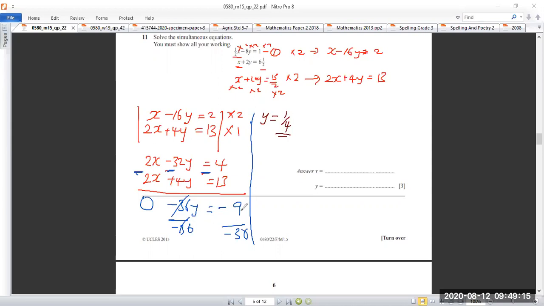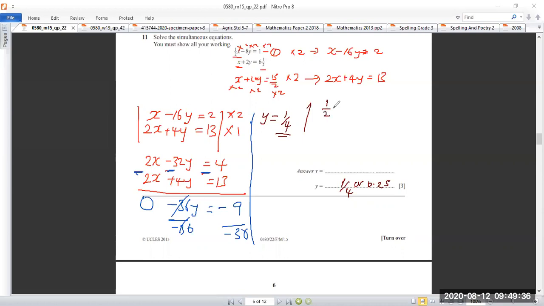Y is a quarter. So now we can substitute this one. We have y is 1/4 or 0.25. Then we can substitute y in any of the equations there. Which one can we take? We can take the first one.